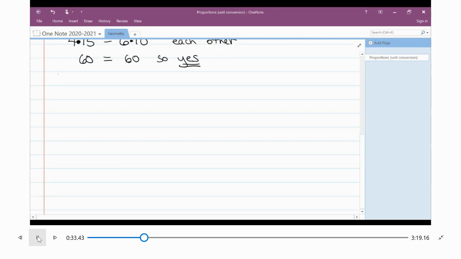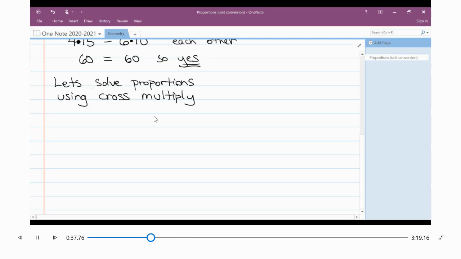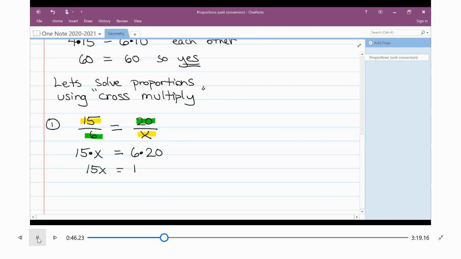Okay. So now what we'll do is we're going to solve proportions using cross multiply. Okay, so right here we're looking at 15/6 is equal to 20 over some amount. So we're saying they're equal, and what we're going to do is find the value of x that will make those ratios equal. So we'll go 15 times x should equal 6 times 20. You're going to multiply the quantities that are diagonal from each other. And that's cross multiply.